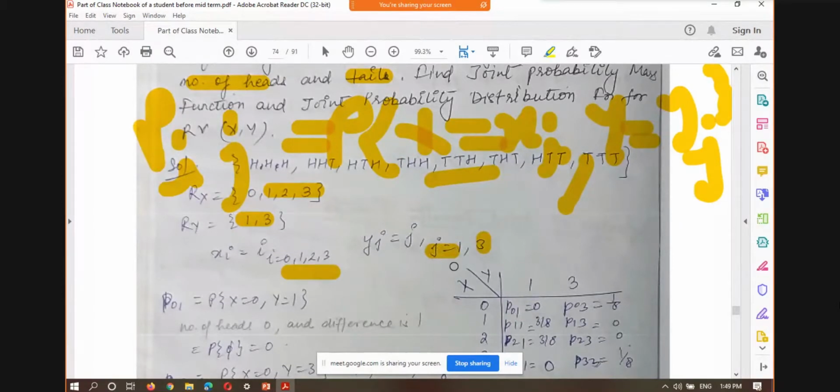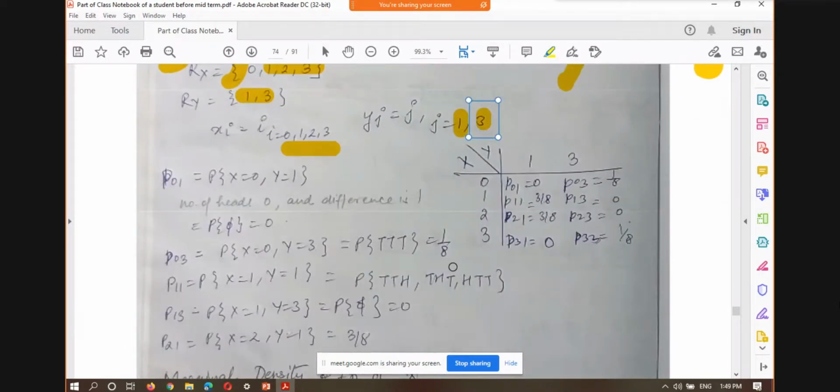So I'm not taking it starting from 0 to 2, so that it will become convenient to understand that for j equal to 1, yj is 1, and for j equal to 3, it is 3. So my index for j is like 1, 3. So here I am having this xi and yj, the values taken by the random variables capital X and Y.